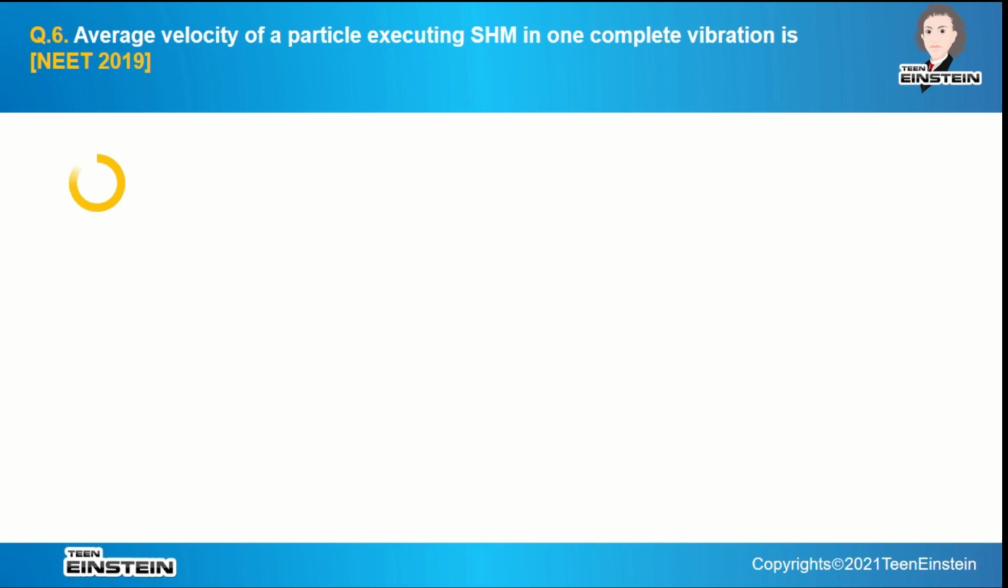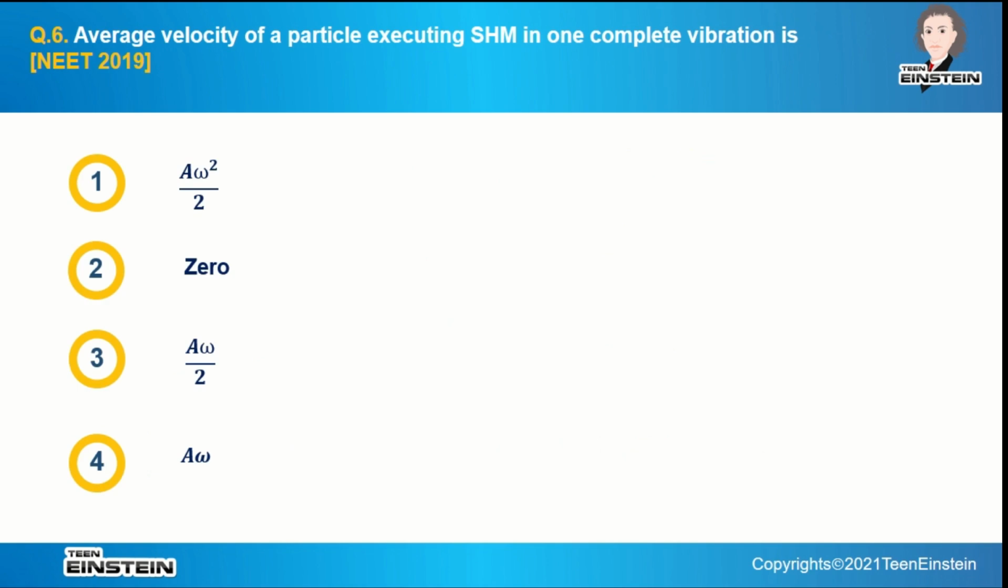Now we'll move on with the next question. Average velocity of a particle executing simple harmonic motion in one complete vibration is. If you just consider a pendulum, it will have a motion like this. It goes in this direction and again comes back to its original position. We call this one oscillation. It moves towards the left hand side and comes back to its mean position.